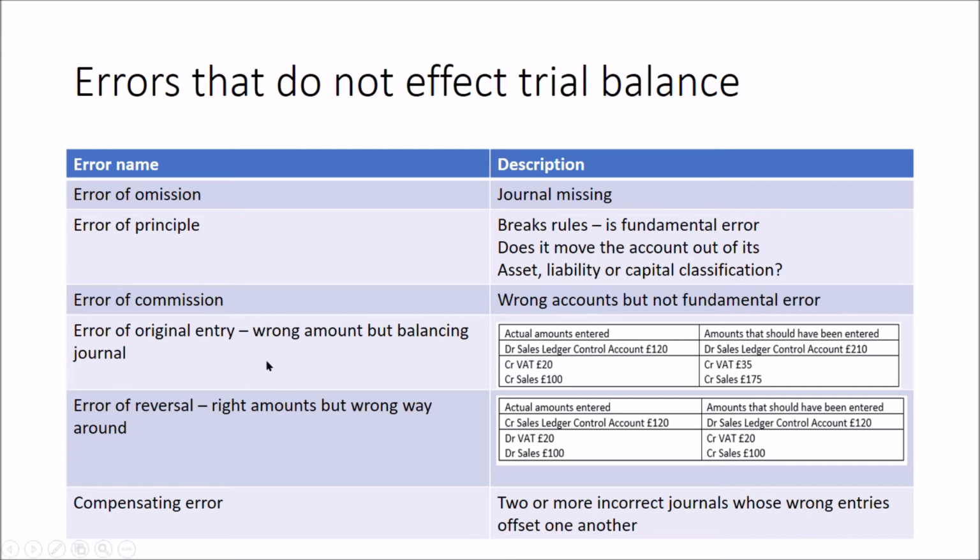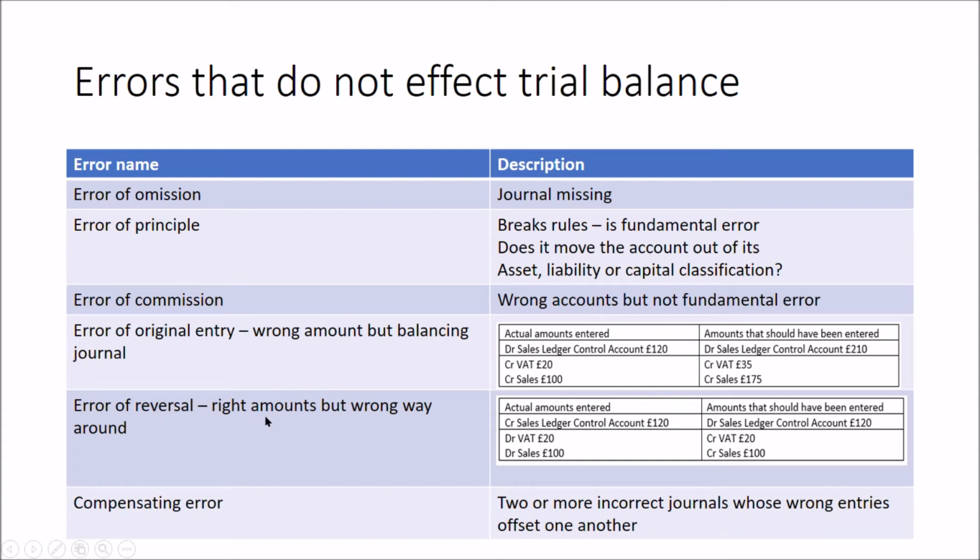An error of original entry is it's the wrong amount, but it still balances. So the journal still balances here. So here I got an actual amount entered. Here, the journal balances. It wasn't a £110 invoice, it was a £210 invoice. So that's what should have been posted. That would be an error of original entry. It's a balancing journal though. In an error of original entry, this journal balances and the trial balance balances.